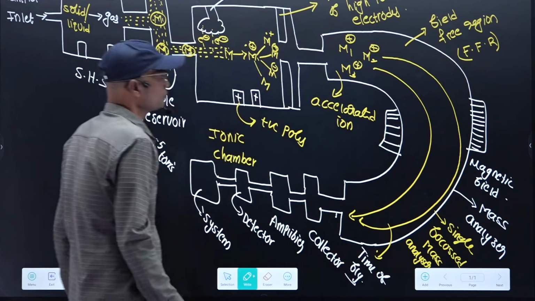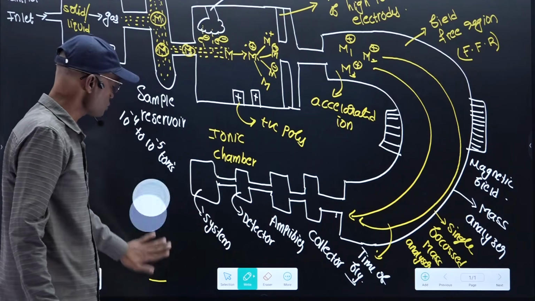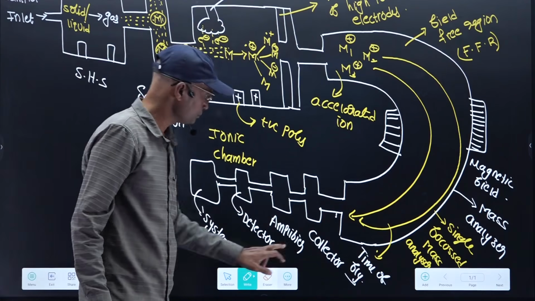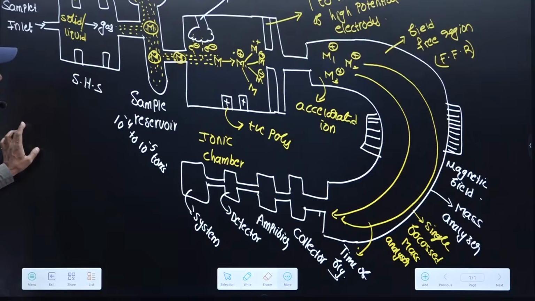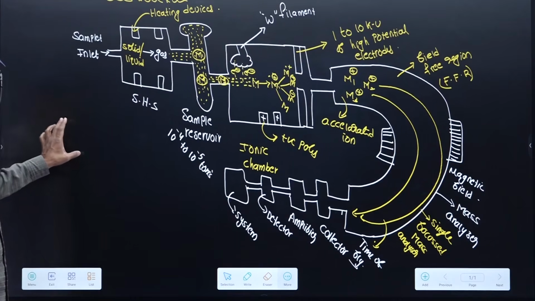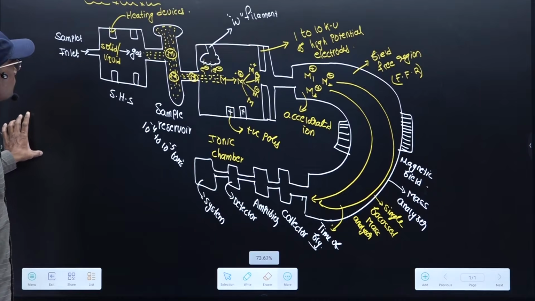Time of flight. So this is the collector, amplifier, detector finally connected to the system. This is called single focus mass instrumentation. Still, we have not introduced what a metastable ion is. I will explain what a metastable ion is.